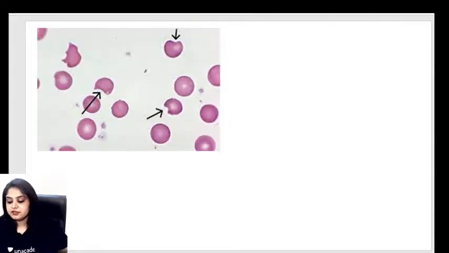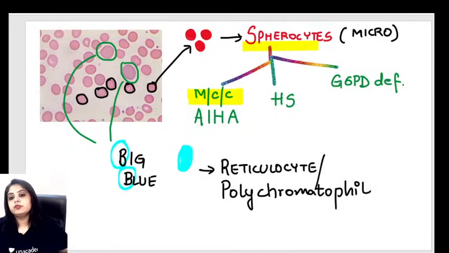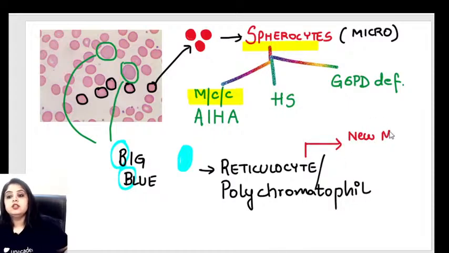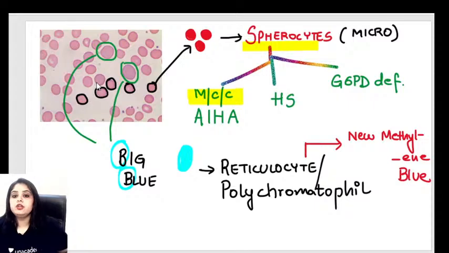Is it crystal violet stain? No, whatever I have taught you so far is a normal Romanovsky stain, but if you ask theory questions from that point of view, then reticulocyte is not stained with crystal violet. Reticulocyte is stained with new methylene blue, but that's not the question here. Over here I'm showing you all normal Romanovsky stained slides.